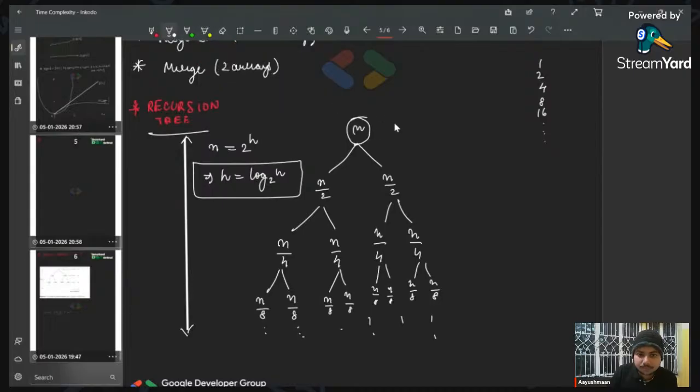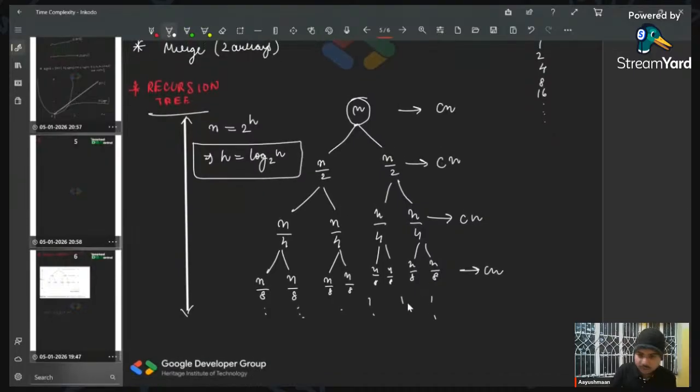Now see, this overall merging n number of elements takes cn of operations. Now n by 2 plus n by 2 will also give n, right? Giving a constant will take cn operations. N by 4 plus n by 4 plus n by 4 plus n by 4 gives n, right? So this will also take cn operations. So overall it will always take cn operations. How many number of times? Log base 2 of n, right?